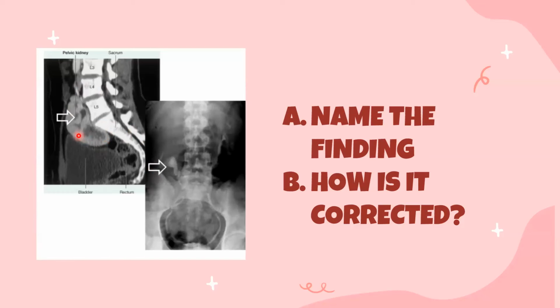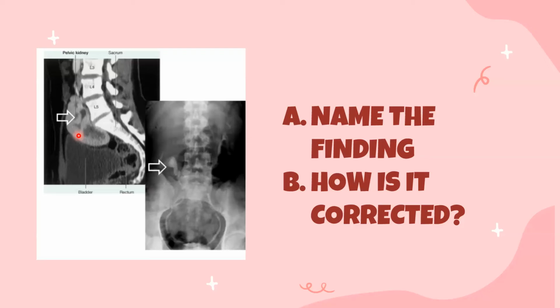This is, as you very correctly said, nephroptosis. Ptosis typically means drooping or dropped. So nephro for kidney, ptosis for dropped. You correct this by nephropexy, which basically fixes the kidney to the posterior abdominal wall.